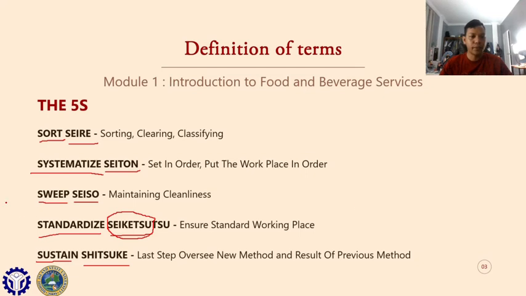From the root word system. So we need to systematize. Sit in order. For example, in the table, there's a proper setup. The spoon must be in the right side, the fork must be in the left side. So there is a proper order or setup.